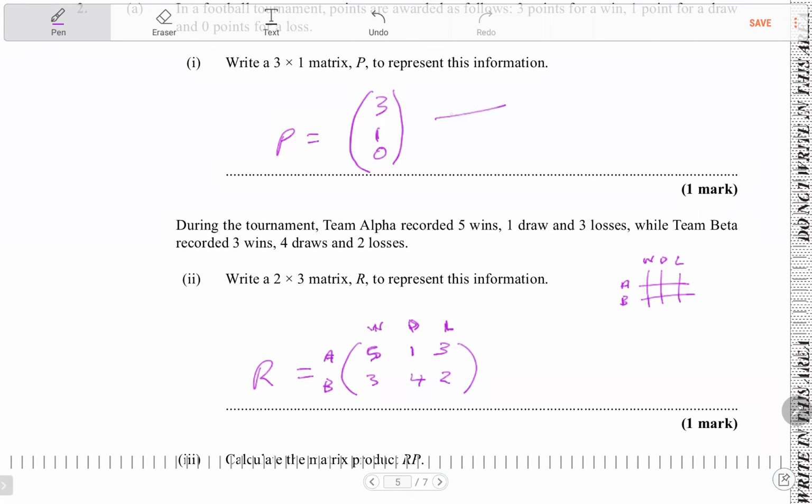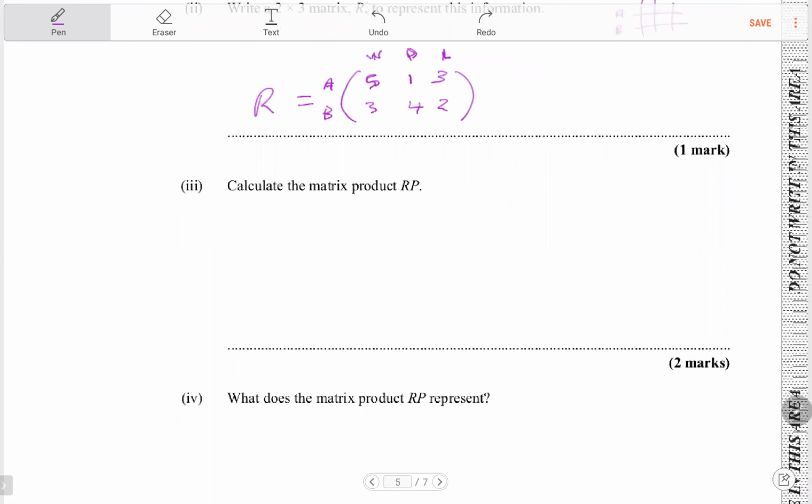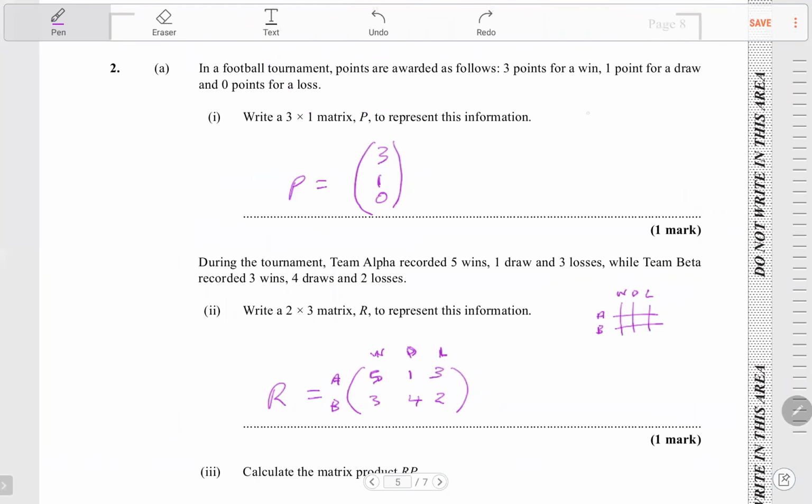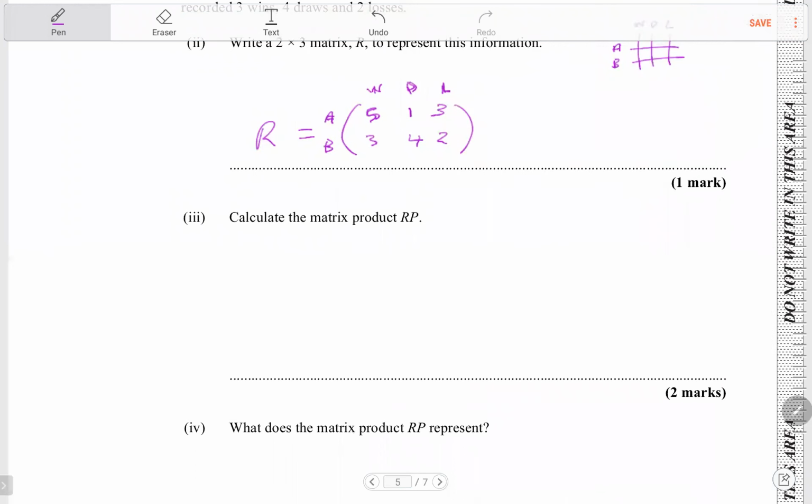So that's a points matrix up here, and that's a results matrix down there. Concentrate when you're doing these things. Don't just write. Make sure everything makes sense. I'm going to put back a sketch right here. This was a 3 by 1 matrix, for the win, the draw, and the loss. 3 rows, 1 column. Down here now, it says calculate the matrix product, RP.